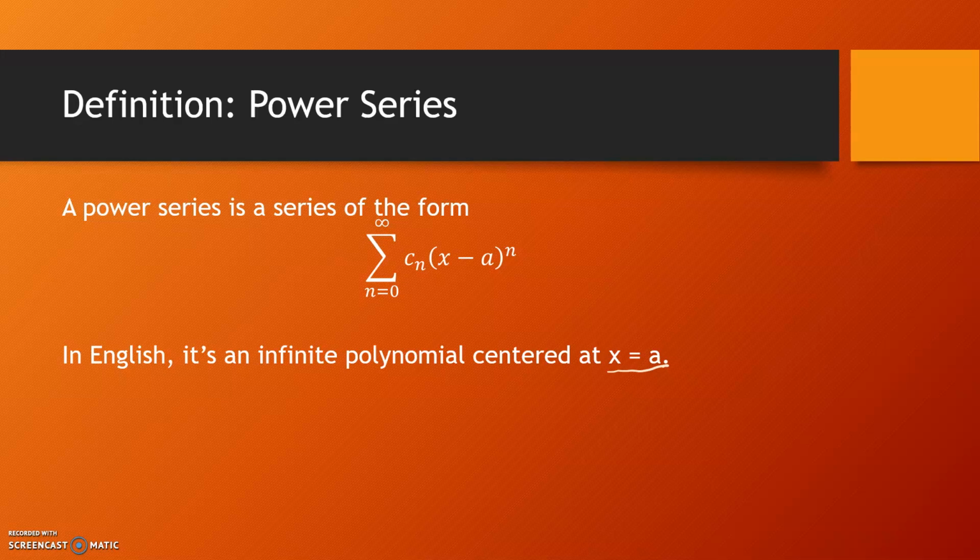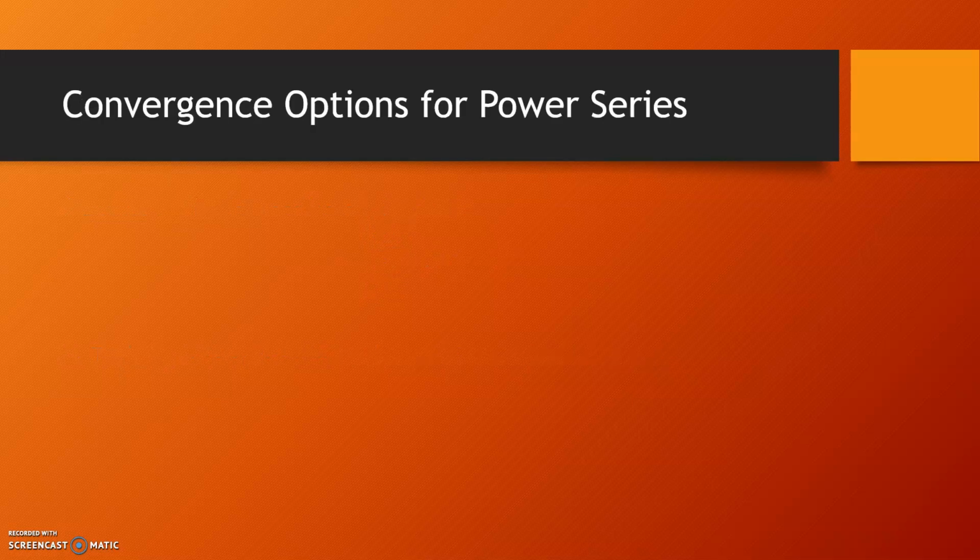The difference between today and what we did this week with Taylor polynomials is that these are infinite. I'm sorry, I said Taylor series. Taylor polynomials are finite. There is a number here rather than an infinity here. Taylor series can be infinite, so we're going to get into that later. Anyway, we have an infinite polynomial that's centered at x equals a, and n is the degree of the term that you're on.